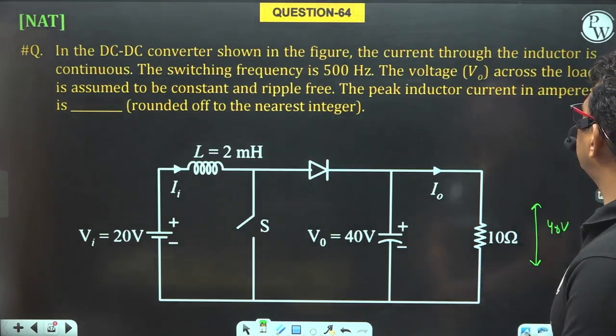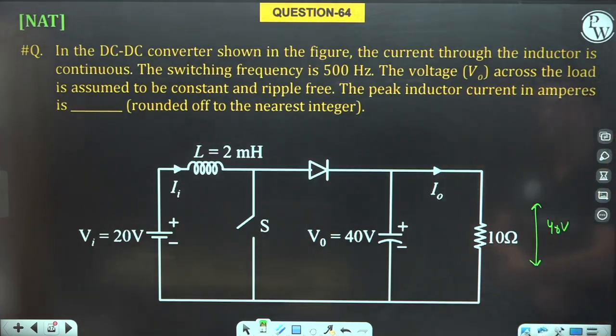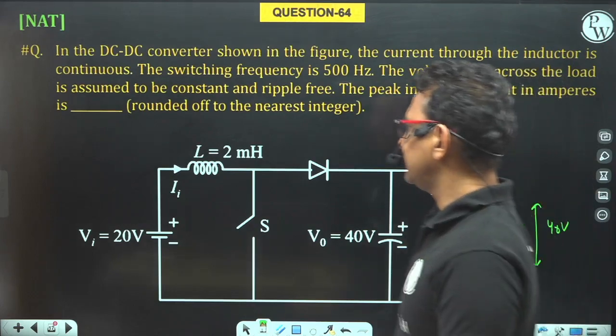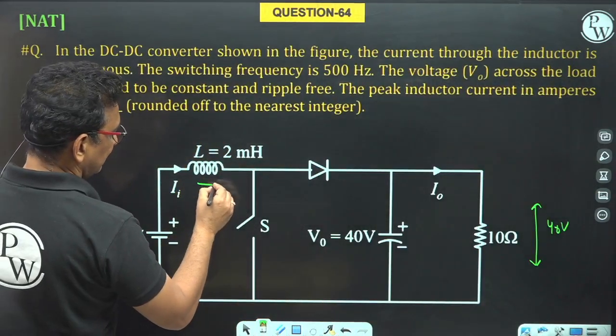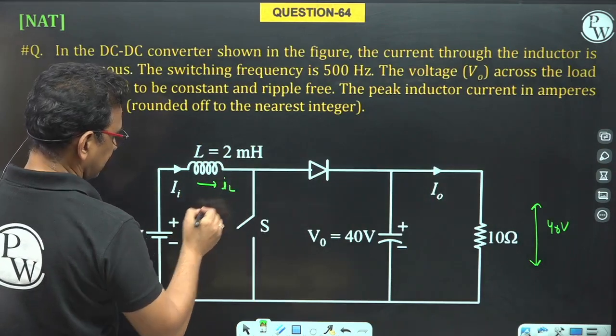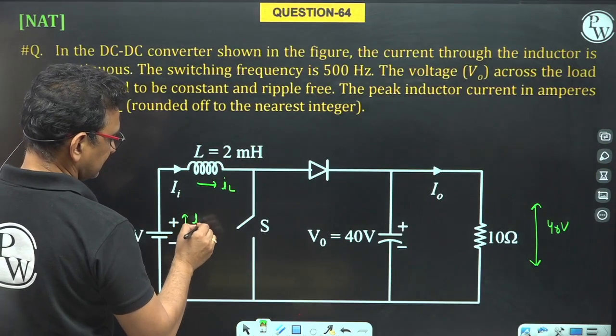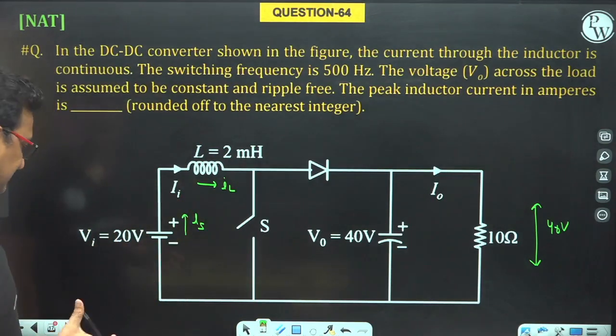The peak to peak inductor current will be. So see, it is a boost converter. In the boost converter, whatever the current flowing into the inductor, it is the same as the input current or the supply current.